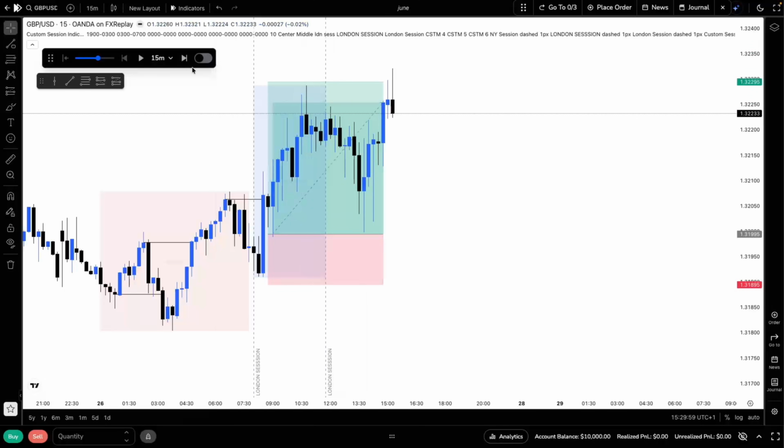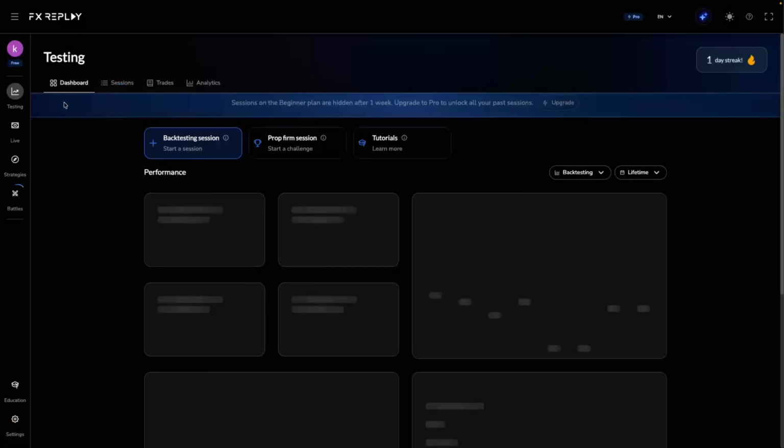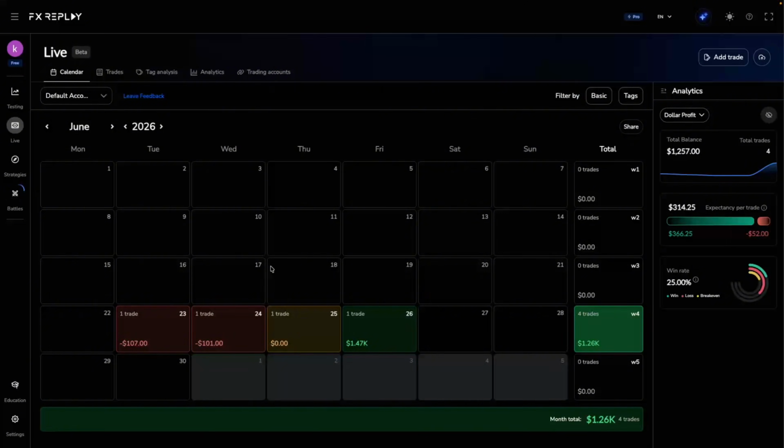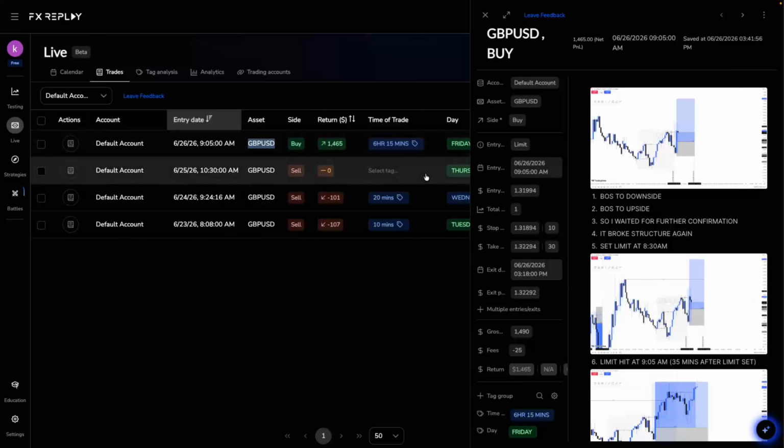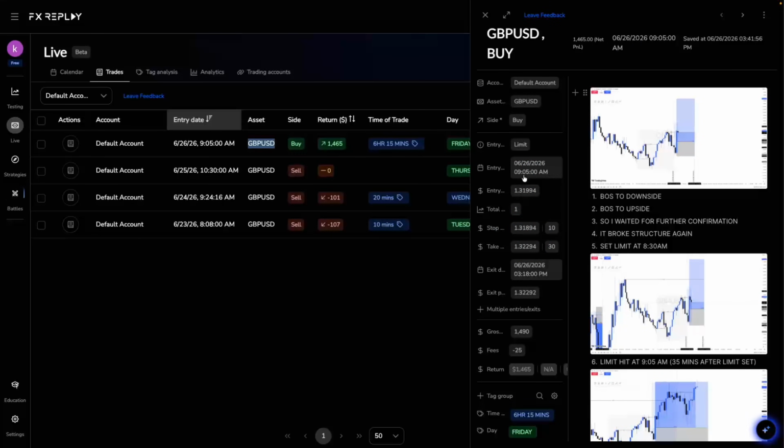I'm pretty sure. So if I go back, return to my dashboard and go to live in the trades. This is the trade I just explained. So 9:05 a.m. entry, 3:18 p.m. exit, 3.32292.